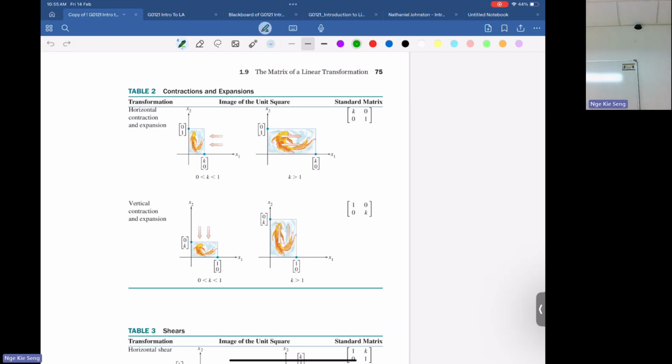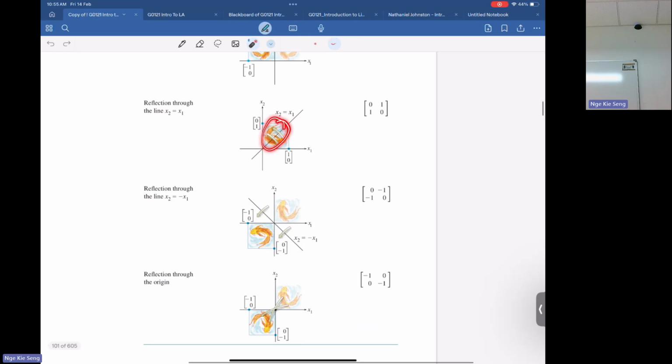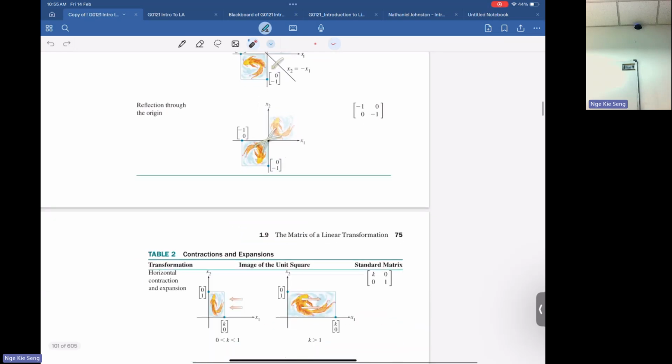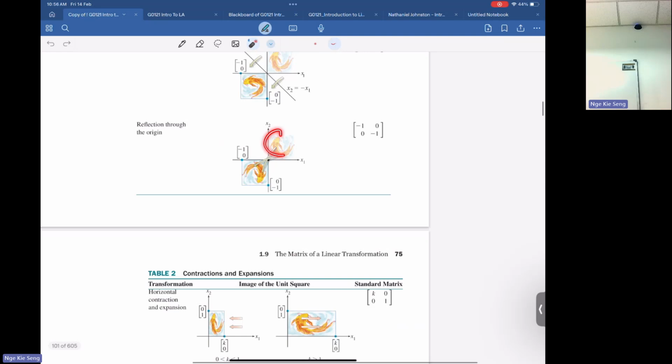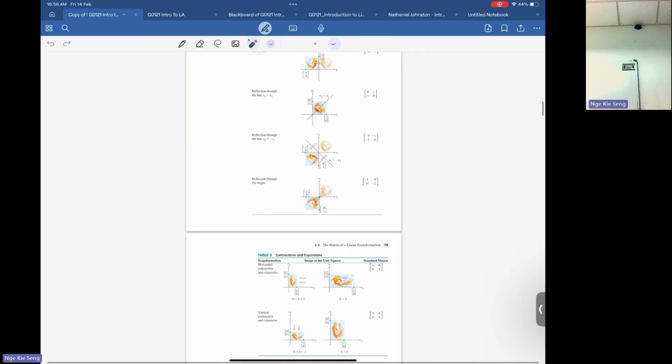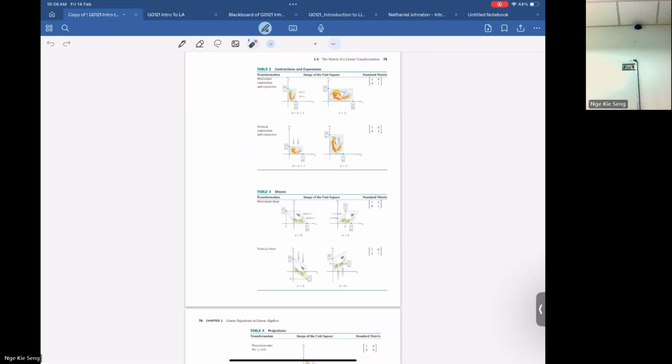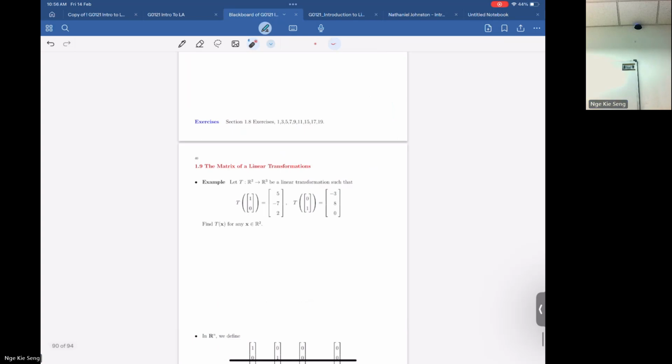The direction of this fish is pretty important. You can see that in some cases the orientation of this fish changes, and sometimes it doesn't change. So you need to be alert. Not just the size of the fish can change, but the orientation also can change. There are examples inside your textbook.